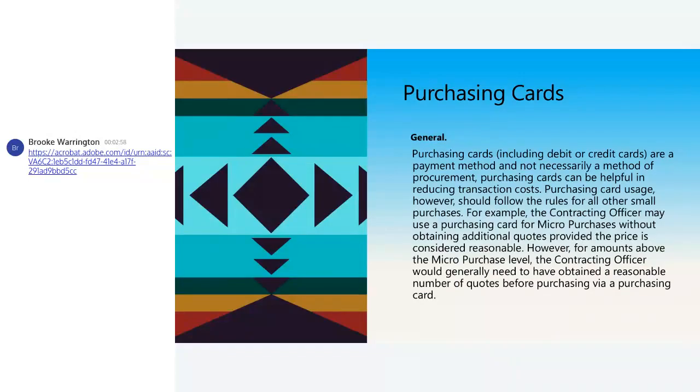Purchasing cards, including a debit or a credit card, are a payment method and not necessarily a method of procurement. Purchasing cards can be helpful in reducing transaction cost. Purchasing card usage should follow the rules for your other small purchases. For example, your contracting officer can use a purchasing card for micro purchases without obtaining additional quotes, provided the price is considered reasonable. However, for amounts above your micro purchase level, your contracting officer would generally need to have obtained a reasonable number of quotes before purchasing via a purchase card.